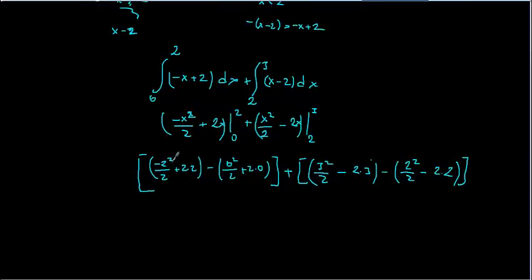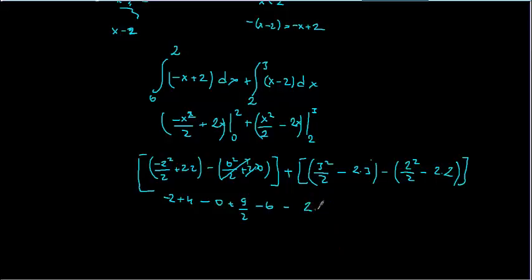This is minus 2 squared over 2, that's why it's equal to minus 2 plus 4. Minus 4 over 2 is equal to minus 2, and 2 times 2 is equal to 4. Then this part completely is equal to 0, as you see, minus 0. 3 squared over 2 is equal to plus 9 over 2, minus 6, 2 times 3 is equal to minus 6. Here it's going to be 2 squared over 2, which is 4 over 2, which is equal to 2.